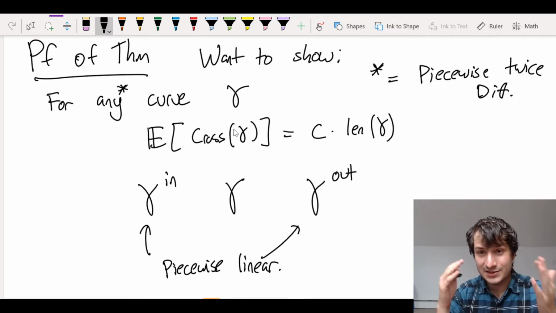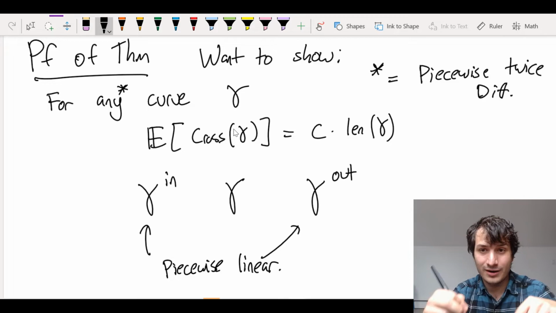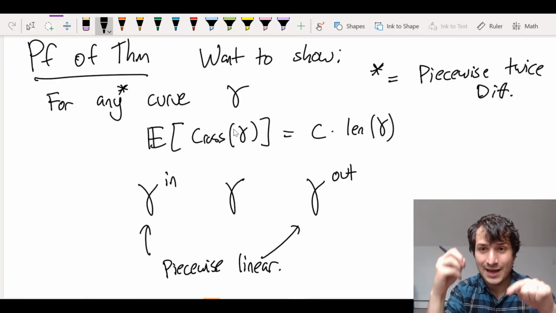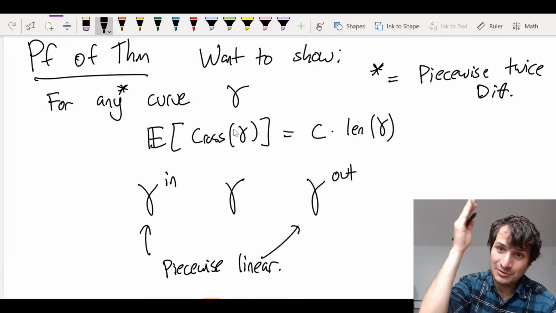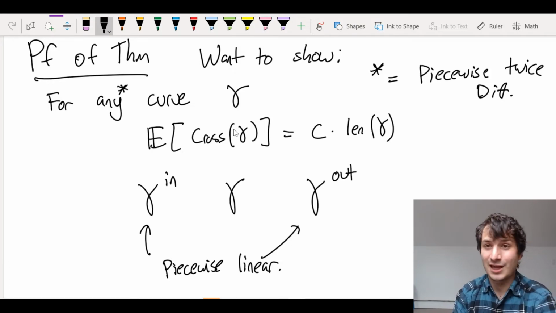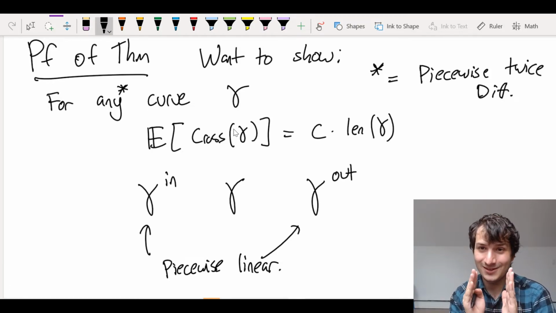And because they're piecewise linear, we know their expected value using lemma 4. So lemma 4 is going to tell us gamma in and gamma out. Gamma in and gamma out are going to approximate the curve gamma. Then we're going to use the squeeze theorem just like we did in lemma 3 to get the result we want about the expected number of crossings of gamma. So that's the plan. So the only hard part is how do you construct gamma in and gamma out?